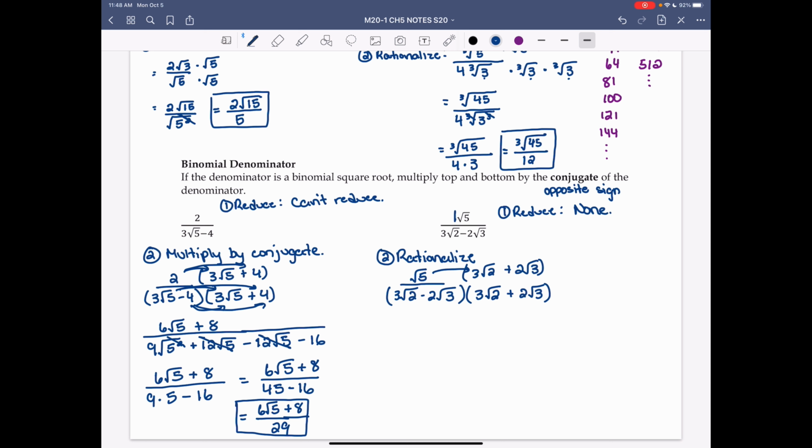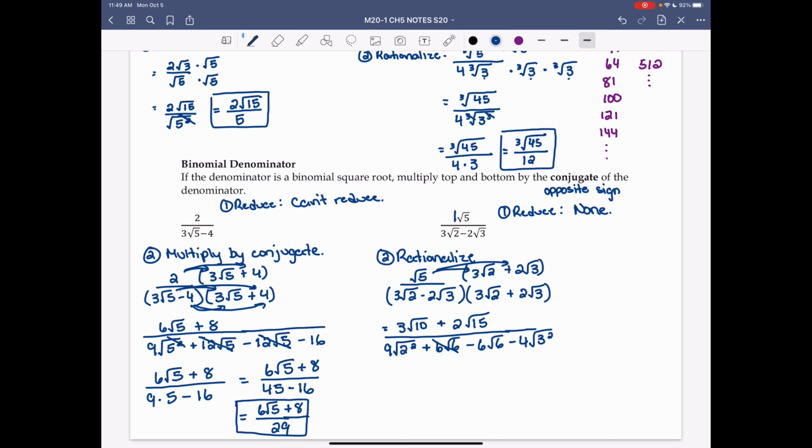Multiply the root 5 into the brackets. We get 3 times square root of 10, 5 times 2 is 10, plus 2 times the square root of 15 over 3 root 2 times 3 root 2 is 9 root 2 squared. 3 root 2 times 2 root 3 is plus 6 root 6. Negative 2 root 3 times 3 root 2 is negative 6 root 6. And then negative 2 root 3 times 2 root 3 is negative 4 root 3 squared.